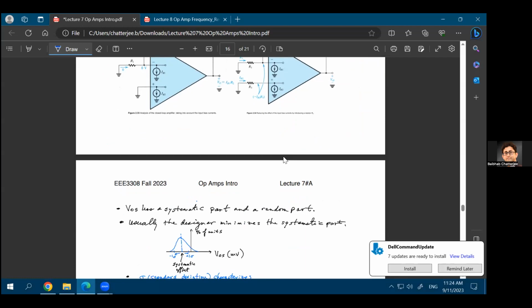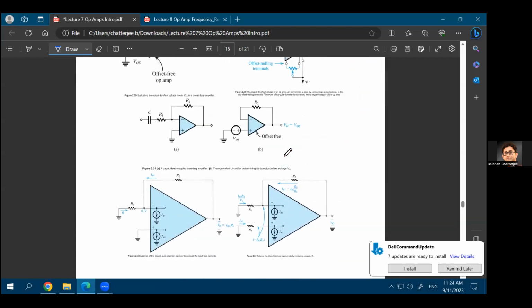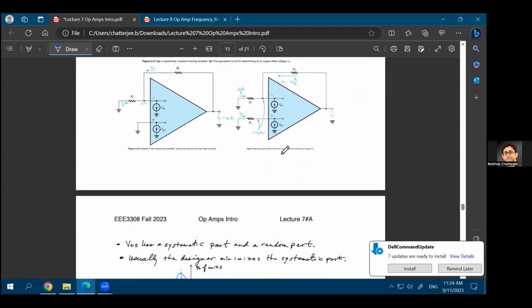All right, so you don't need to go into too much detail of the offset at this point, but just keep in mind that this is something you may be seeing in some of your experiments. Question?